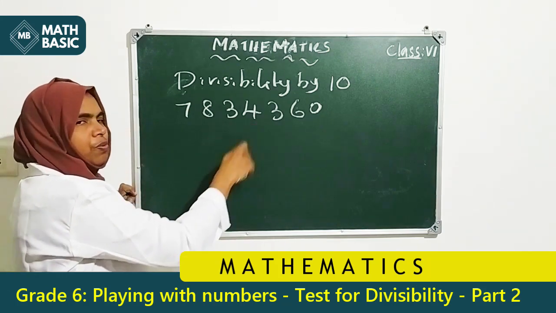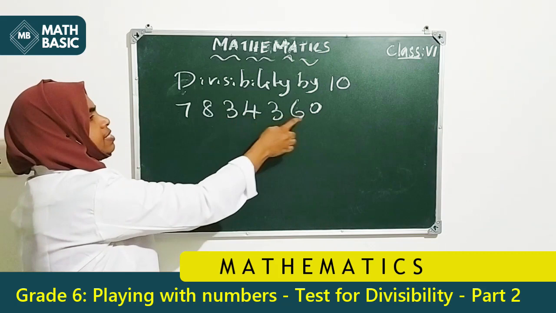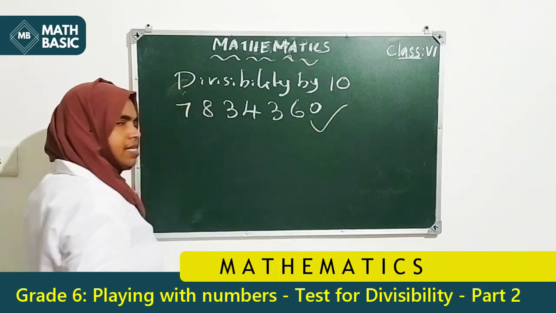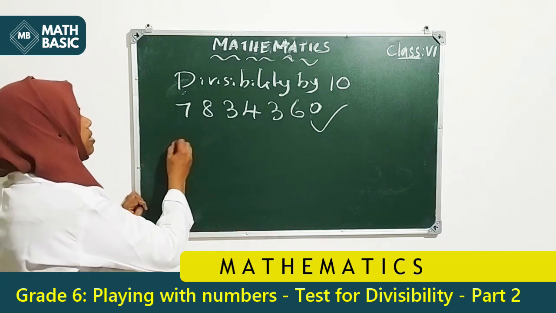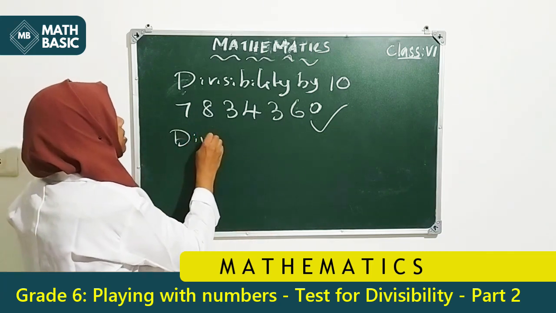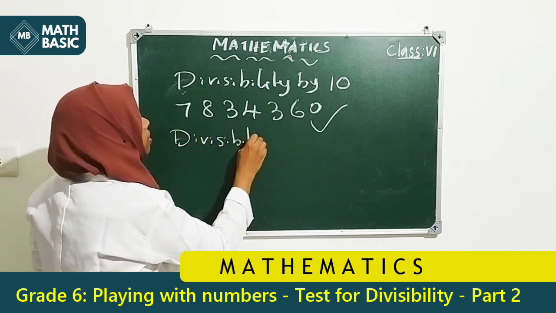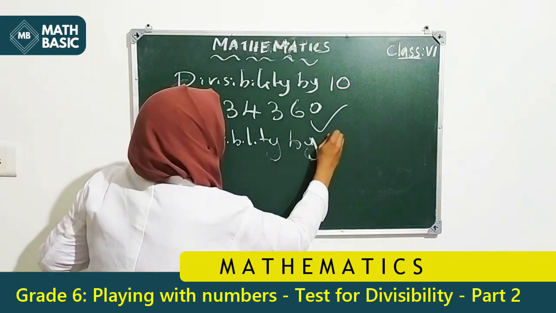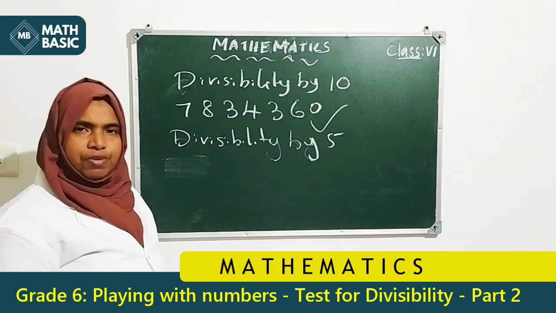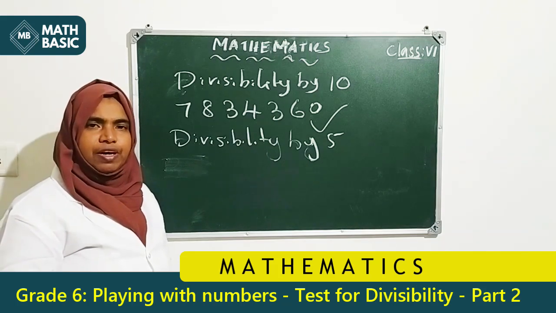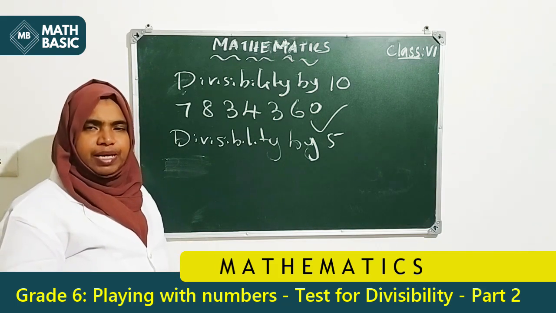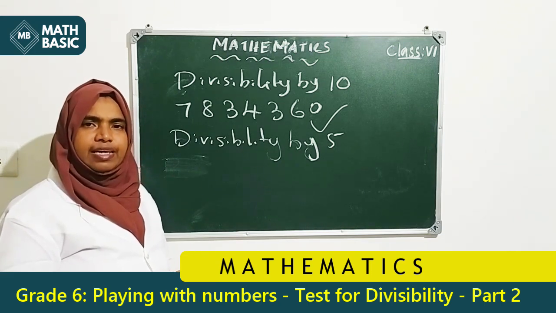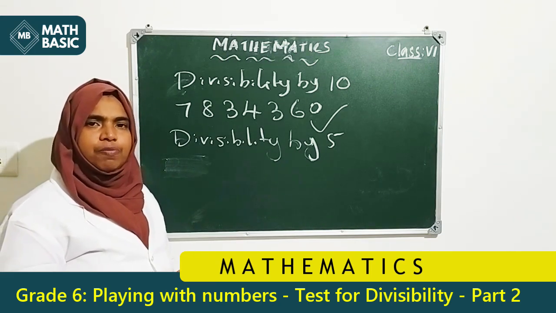No need of doing this. We can just see the ones place number. This is divisible by 10. Next test is divisibility by 5. We know divisibility by 5 is seeing the ones place number. If it is 0 or 5, we can say that the number is divisible by 5.